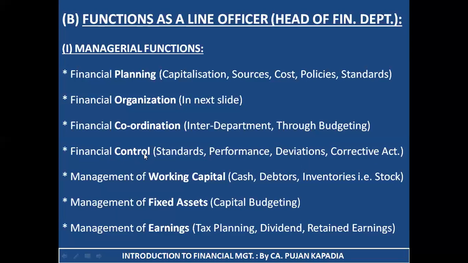I hope I'm clear with all the first four functions. First was financial planning. This is determining everything, like where the money will come from, along with policies and standards. Second was financial organization. It is a structure in order to achieve your financial target. Third is financial coordination. That is coordinating amongst various departments with the use of a technique called budgeting, that is preparing a budget for each and every department. The fourth one is financial control. It is same as we have studied in case of control.